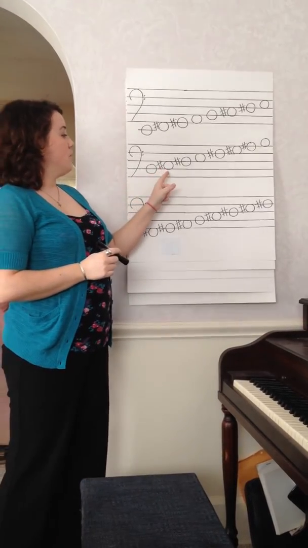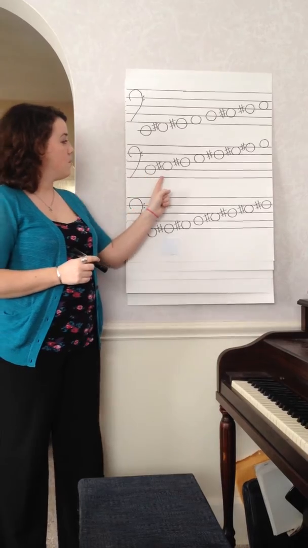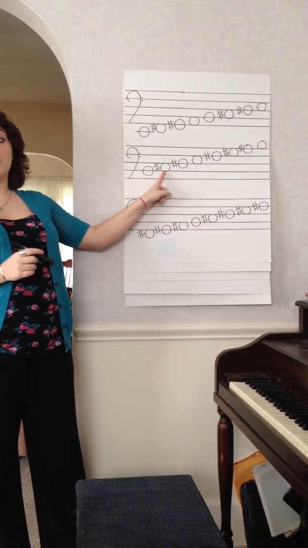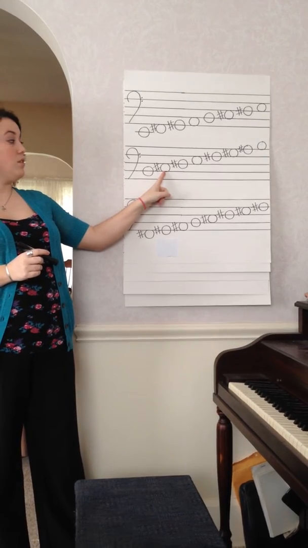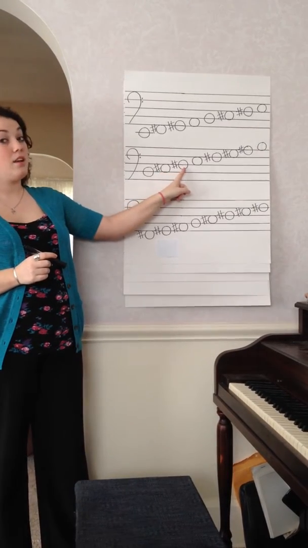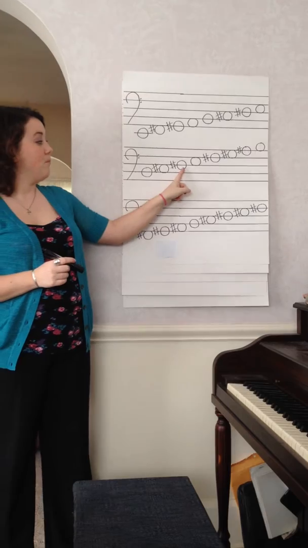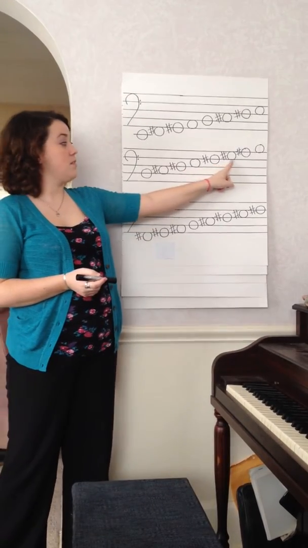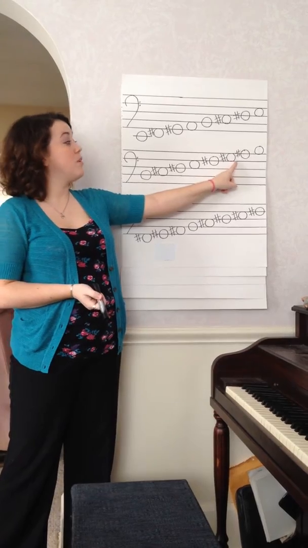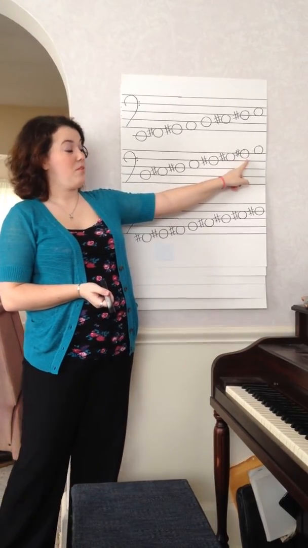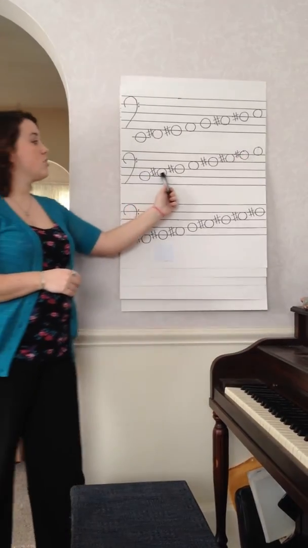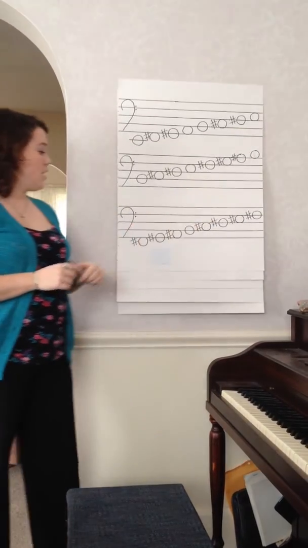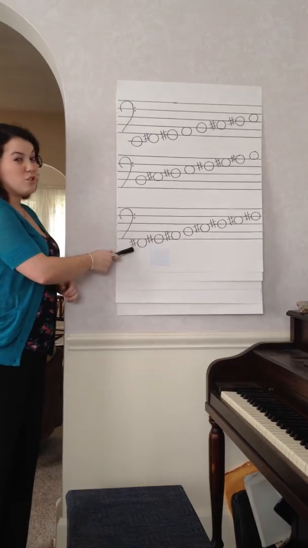So let's review. We have B major. We sharp, what is this note? C. Yes. And then D. F. F sharp, yes. G sharp. G sharp. And A sharp. Okay, so these are the sharps that make up the B major scale. All right? And now we'll move on to this one.